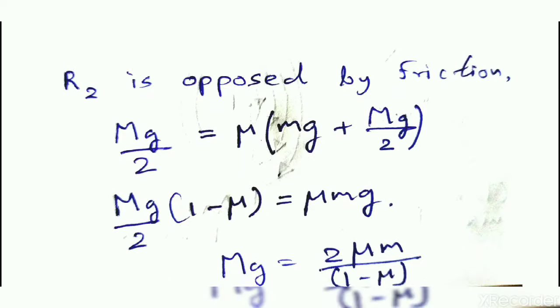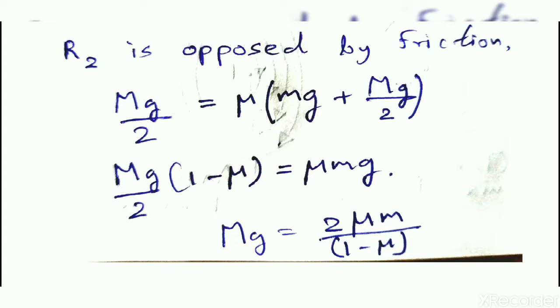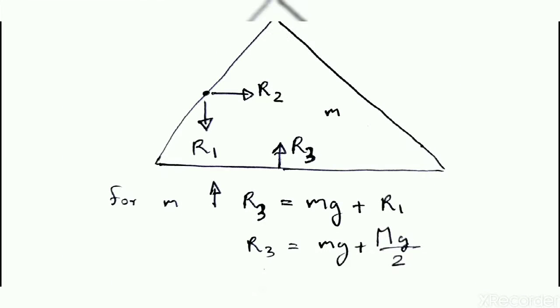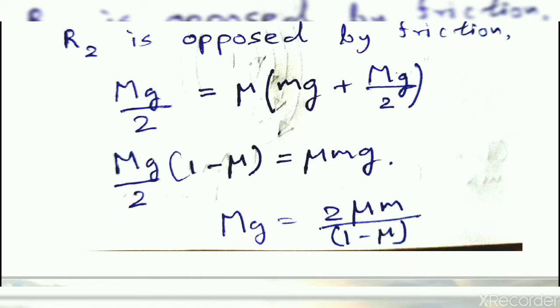Then R2 is opposed by friction. That means there should be an opposing force against R2. R2 is equal to mg divided by 2, and then the friction force. I have used the equation F equals mu R, where F is friction, mu is the coefficient of friction, and R is the normal reaction. So the friction force should be equal to R2, and I found R2 as mg divided by 2, equals mu, the coefficient of friction, times the normal reaction acting on the wedge. So it should be R3. Then R3 is added here.